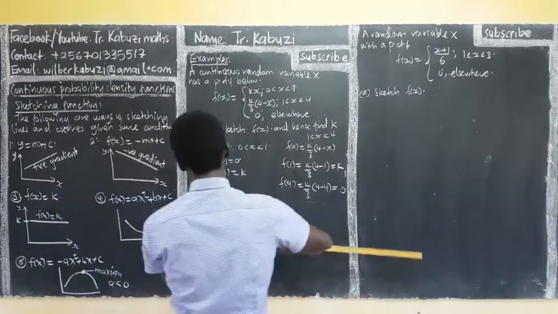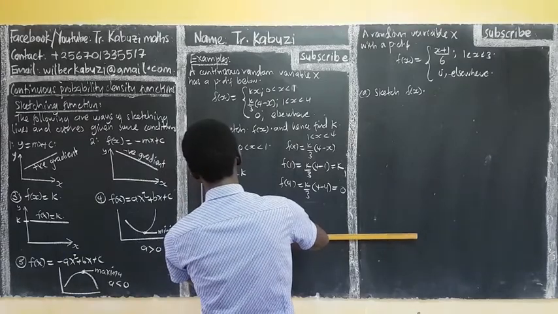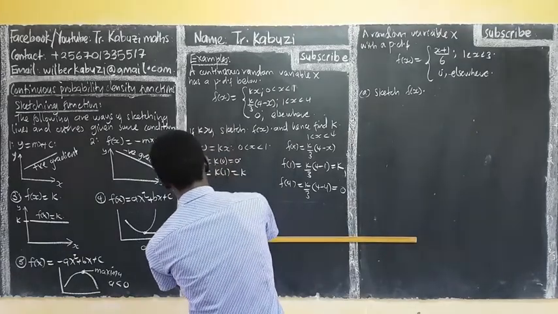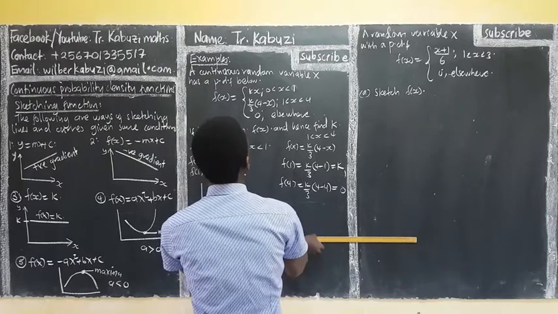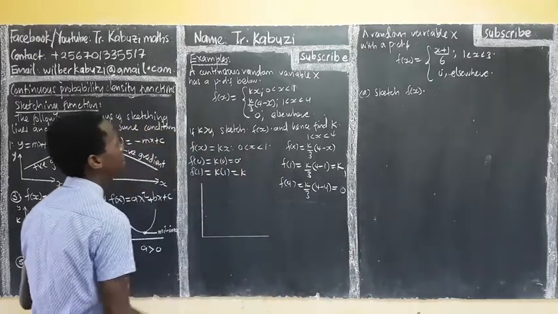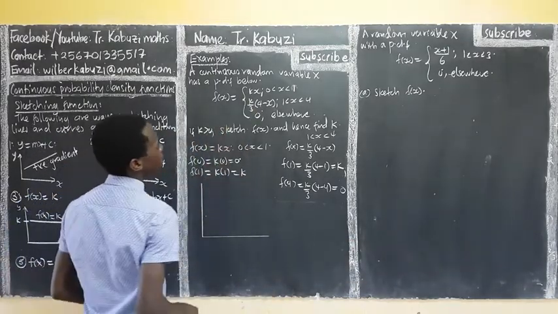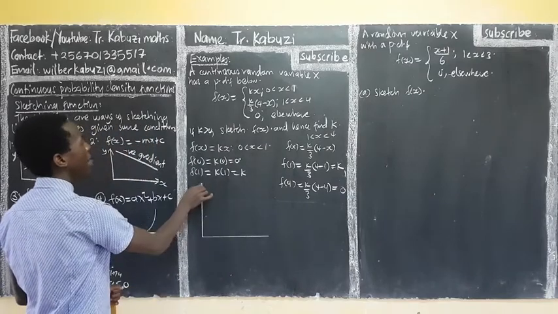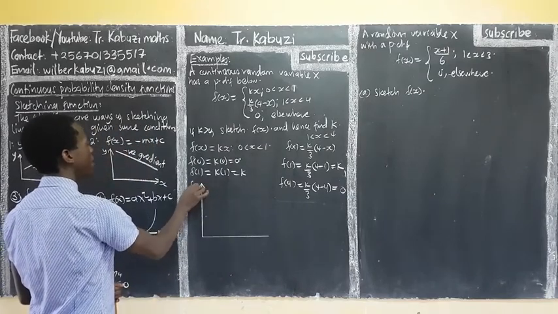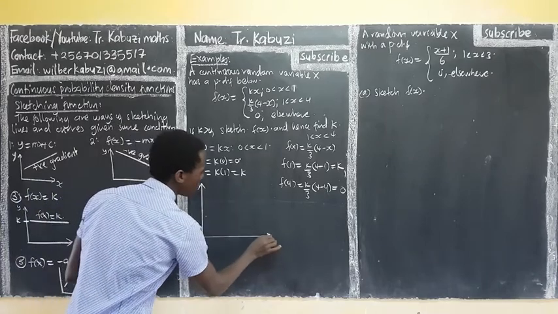Draw your simple sketch there. We are trying to sketch that. Of course, you would have seen already that because our k is positive, this one is going to have a positive gradient. So, this is my f of x. These are my values of x.